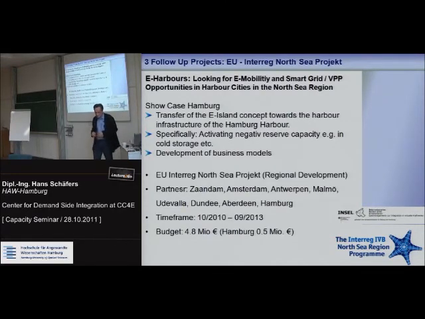And what we're doing is basically what we've done in the E-Island project, only that we now reflect on the installations in the harbor. So we have a look at the harbor infrastructure and ask the question, what of that would actually be more flexible, if you would apply the intelligent solutions that are needed to make it flexible? And we found that quite a bit is in cold storage facilities, where actually lots of frozen goods are stored for a period before they're transported again.